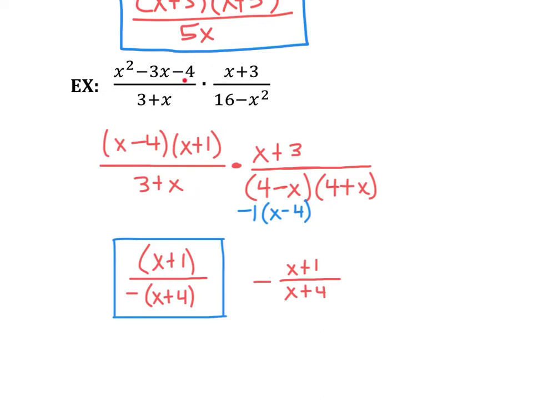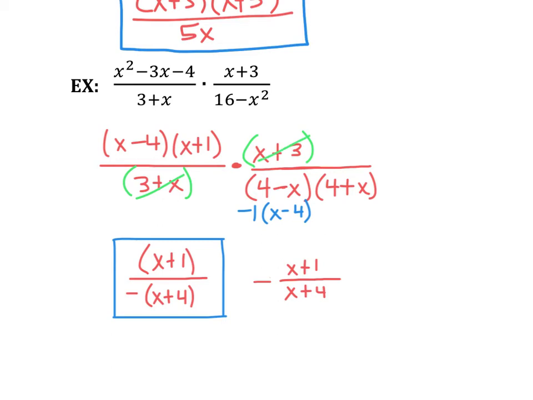x squared minus 3x minus 4 factors into x minus 4 times x plus 1. 3 plus x is already factored, x plus 3 is already factored. 16 minus x squared factors into 4 minus x times 4 plus x. All right, so at this point, we can simplify by canceling out the common factor of 3 plus x and x plus 3 in this numerator and denominator.